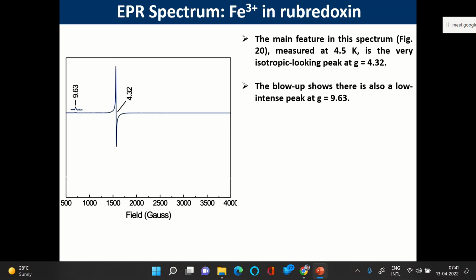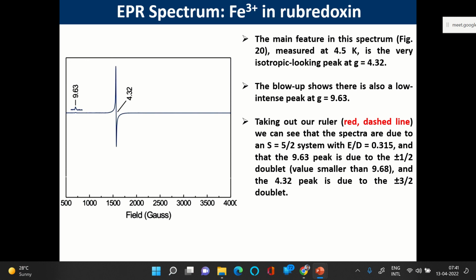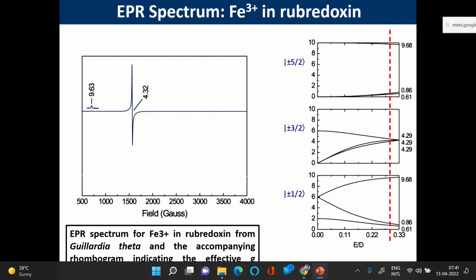So this was the Kramer doublet that I told you. Clearly, this one correspondence we get in the previous diagram, as we showed, 0.315 corresponds to 9.63. We can also see that 4.32 happens here, and so almost all things are matching up when the ruler, the red dotted dash line, is placed like that.